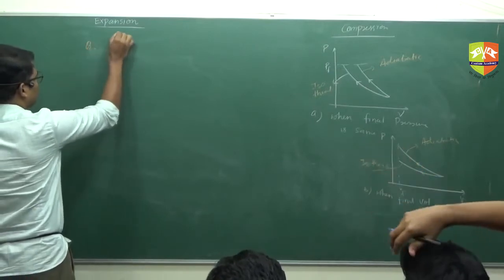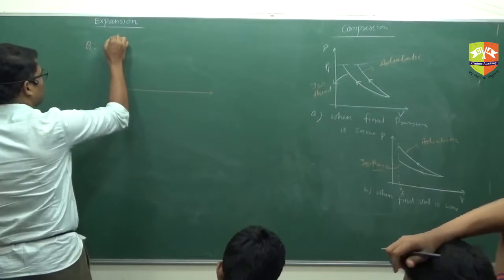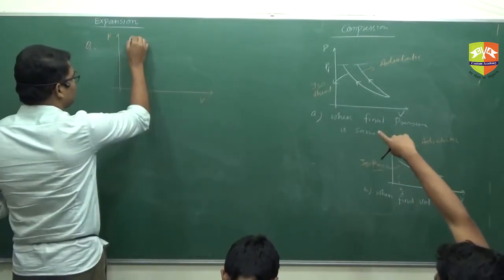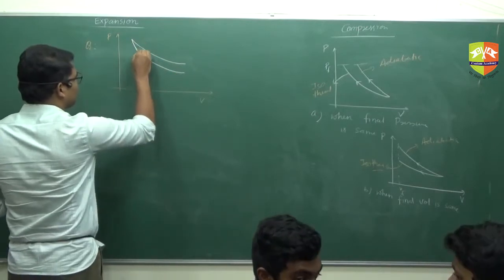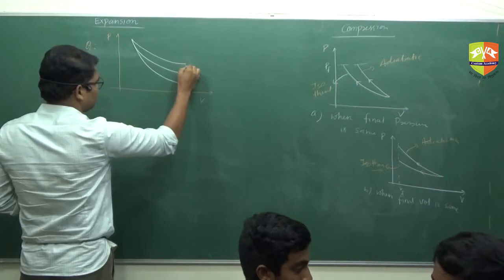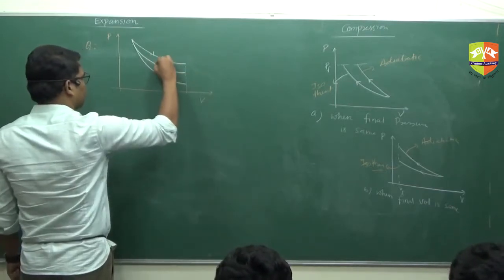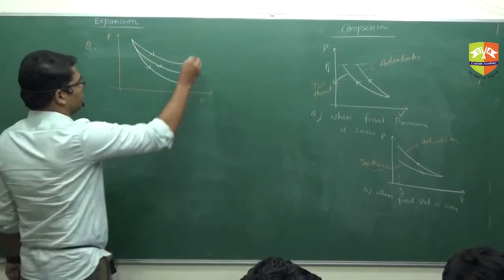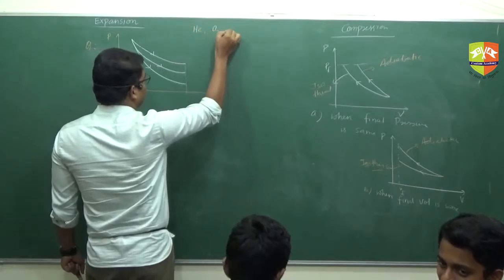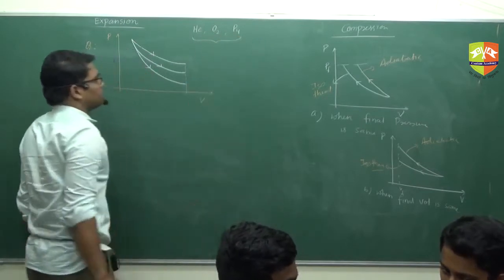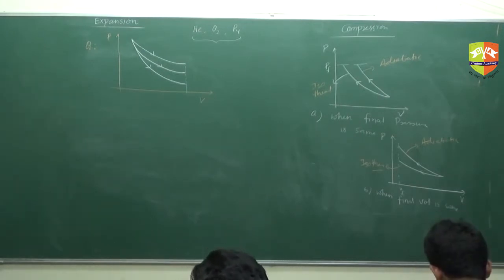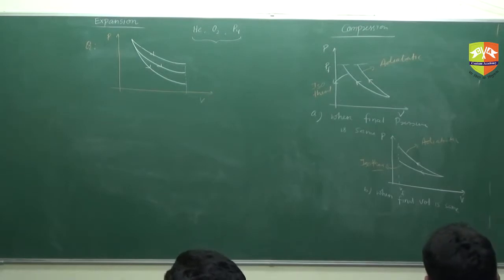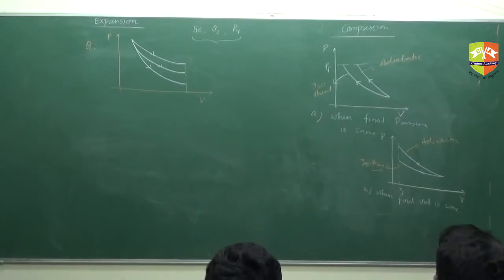This question, you see, which graph represents which gas? So I use the slope. Slope and gamma values. P4, O2, HE and O2.